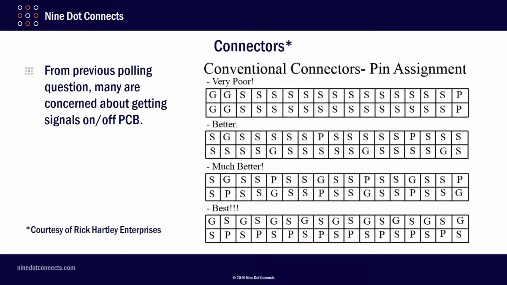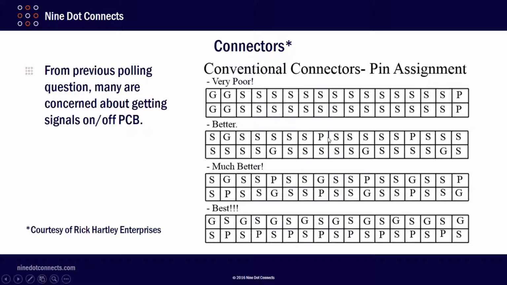From previous polling questions in the previous webinars, many of you are concerned about getting signals on and off the PCB. So here's a little chart over here on the right that shows conventional connector pin assignment. When you don't understand why the reference plane is important and you route like we did in the previous question, you can see this is very poor because the reference planes, the ground and the power, are so far away from your signal planes. Even better would be to surround any signals with a ground. Even if you used a power, it'd still be better.